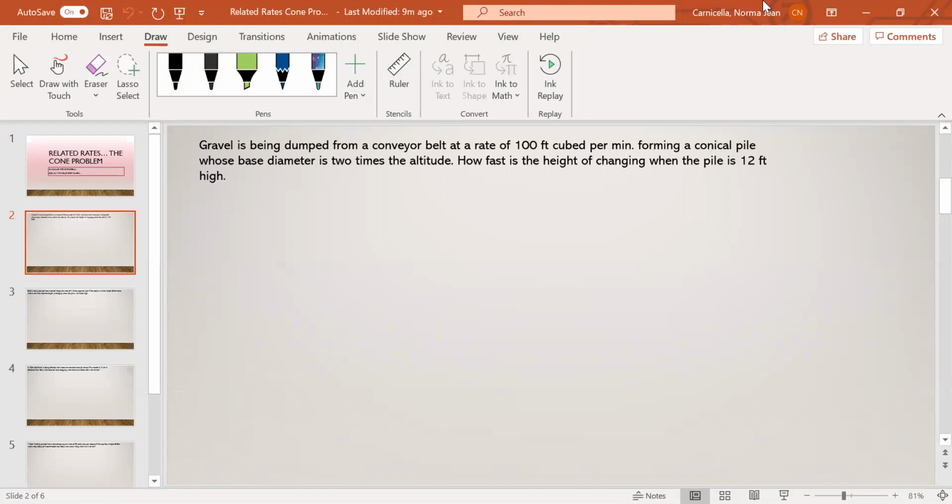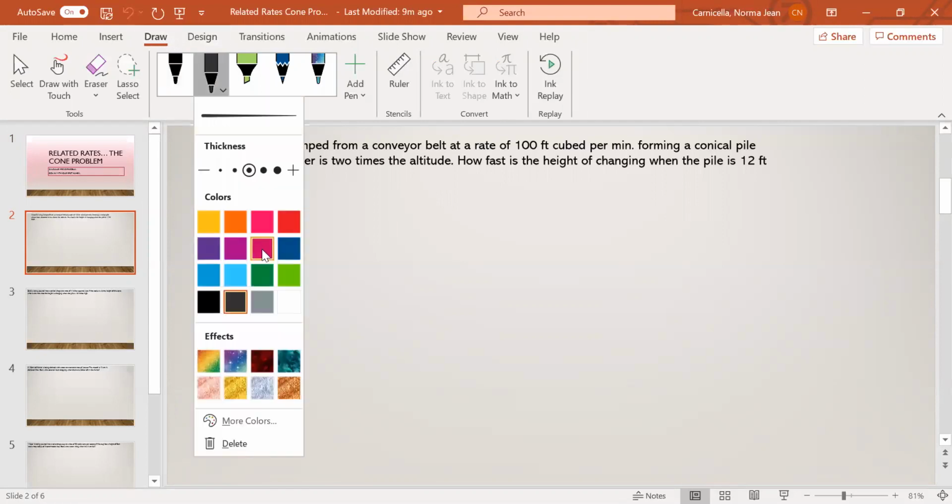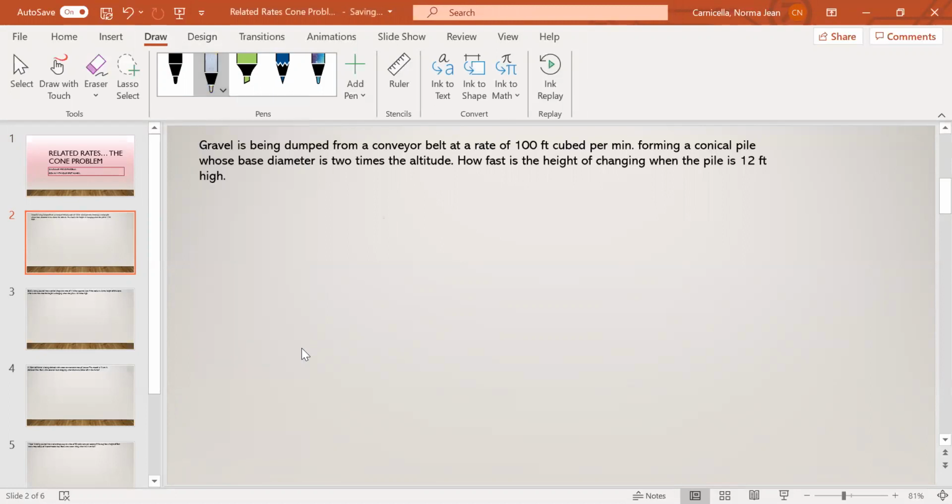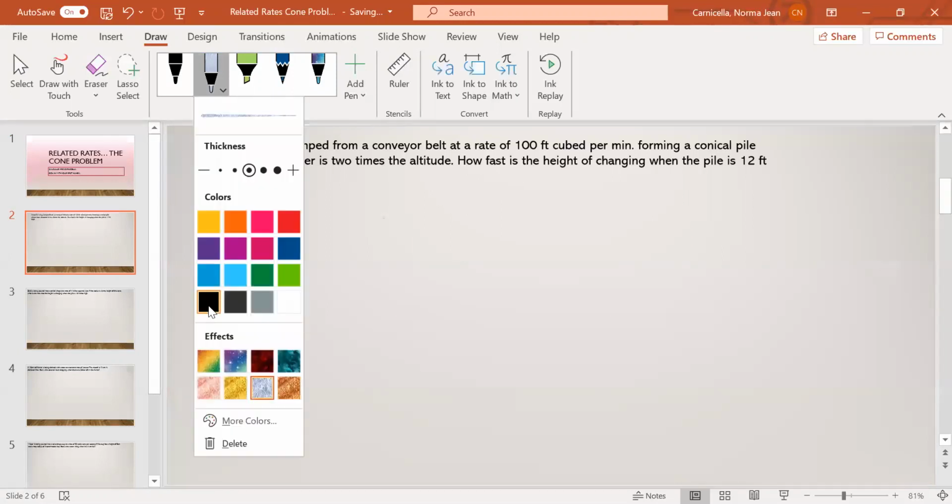So the first thing I tell you guys to do is write down everything that you know and draw any pictures. So I'm going to go ahead and draw a picture. And we have this sand or gravel, and it's being dumped 100 cubic feet per minute. Let's go with this, 100 cubic feet per minute.